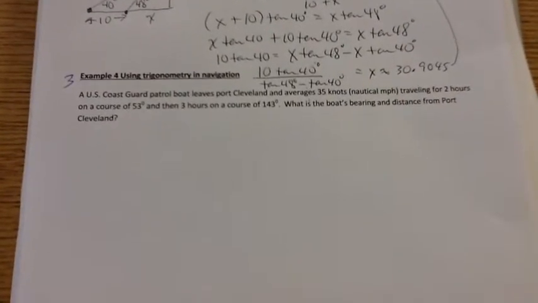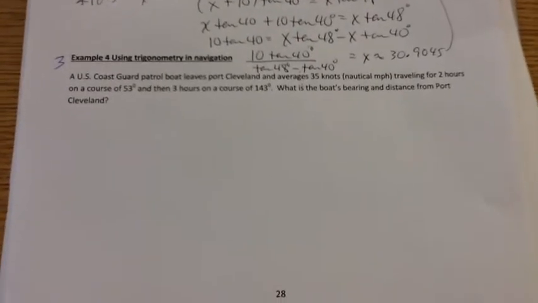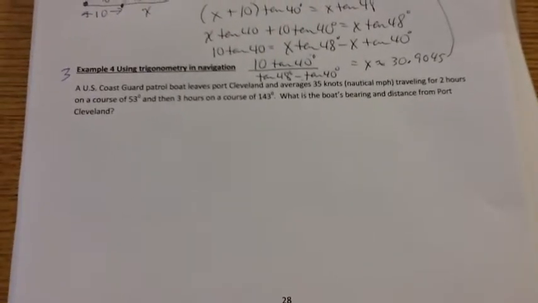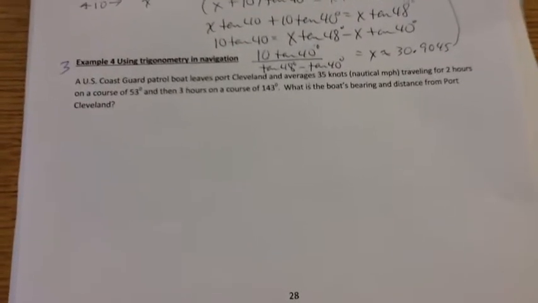Example 4. A U.S. Coast Guard patrol leaves Port Cleveland and averages 35 knots. Now a knot is a nautical mile per hour. And he travels for 2 hours on a course of 53 degrees and then 3 hours on a course of 143 degrees. What is the boat's bearing and distance from Port Cleveland? Now remember, a course has to go clockwise from due north.